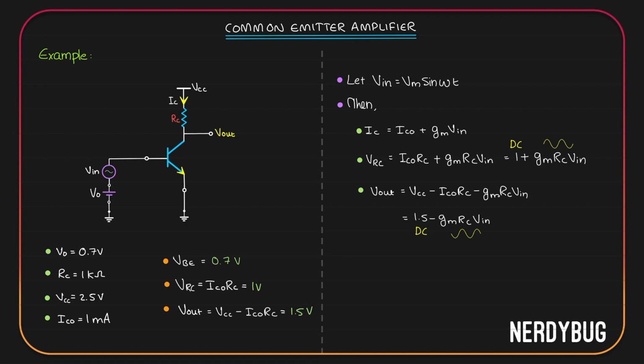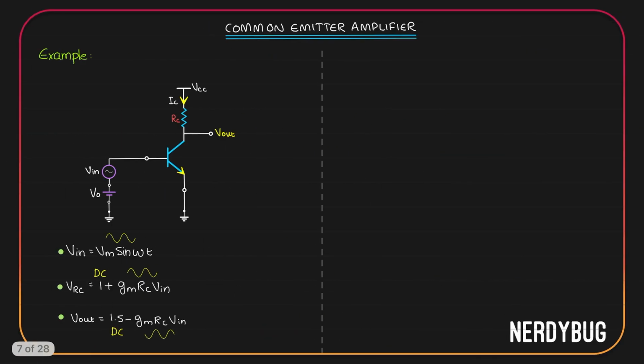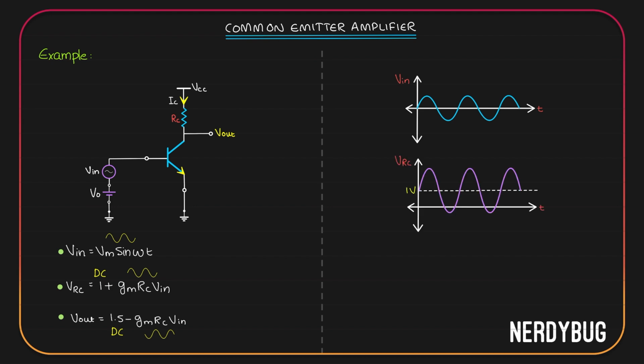Now, for better understanding, let us visualize these using graphs. Our input voltage is Vm sine omega t. Assume this is Vm sine omega t. Now, I want to plot VRC, voltage across RC. It has V input multiplied by gm RC, that is an amplified version of input voltage, and a DC value of 1 added to it. So first I will take an amplified version of the input voltage. This is the voltage across the collector resistor.